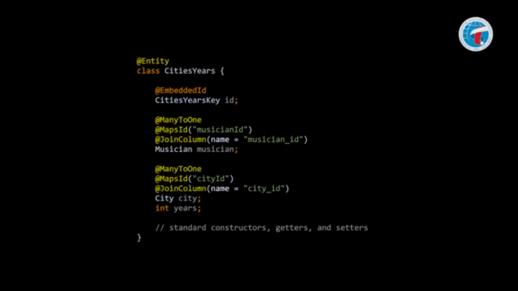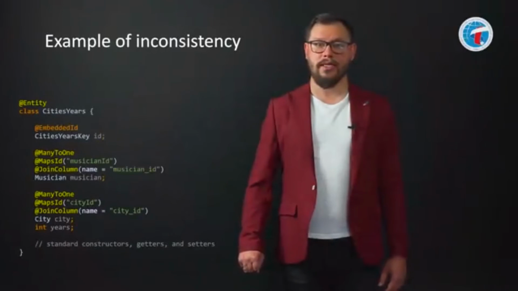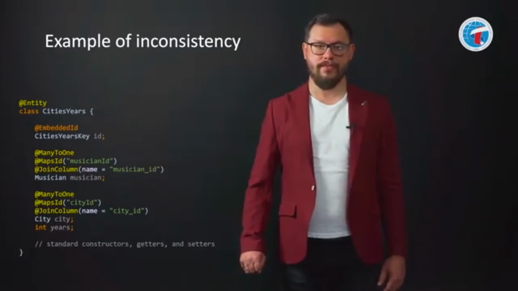This code is very similar to a regular entity implementation. However, we have some key differences. We used embedded ID to mark the primary key, which is an instance of the city year key class. We marked the musician and city fields with maps ID. Maps ID means that we tie those fields to a part of the key, and they are the foreign keys of the many-to-one relationship. We need it because, as we mentioned above, in the composite key we can't have entities.